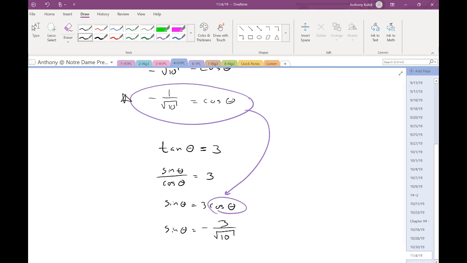Which would give me 3, or negative 3 over the square root of 10. Is that the way I want to write my final answer, though? No. What would I want to do here? I'd want to get rid of the square root in my denominator. The way I would get rid of that would be rationalizing the denominator. That means I'm going to multiply the top and bottom by the square root of 10.